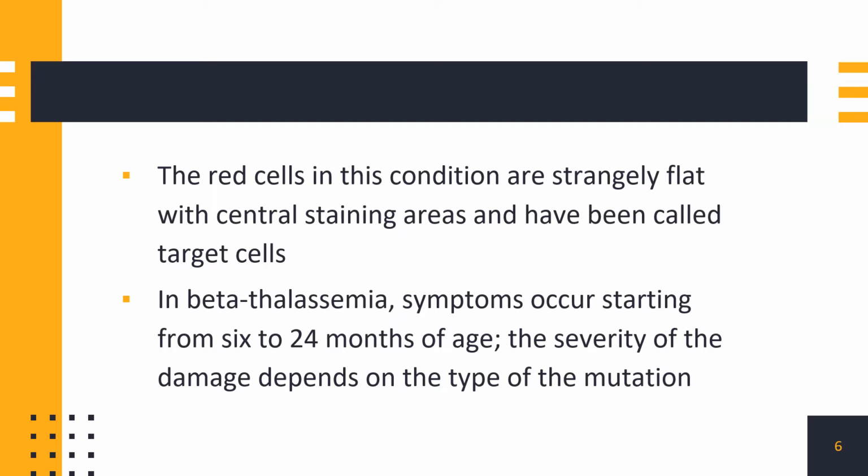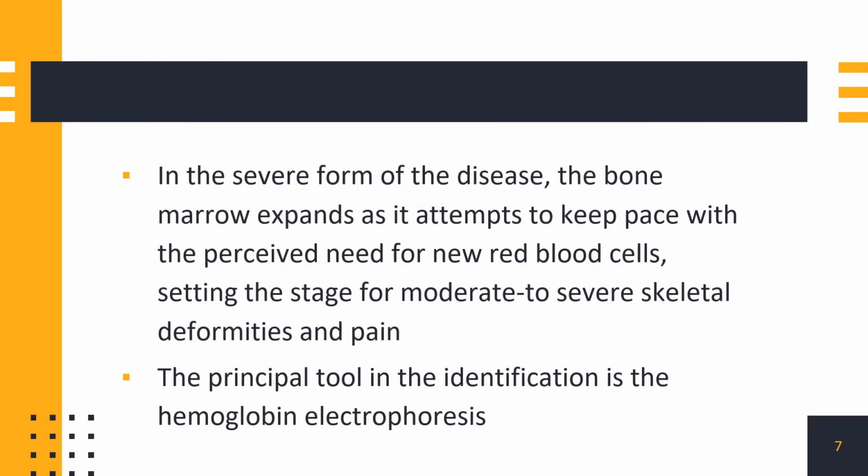In beta thalassemia, symptoms occur starting from 6 to 24 months of age, and the severity of the damage depends on the kind of mutation. In the severe form of the disease, the bone marrow expands as it tries to keep pace with the perceived necessity for new red blood cells, thus setting the stage for moderate to severe skeletal deformities and pain.